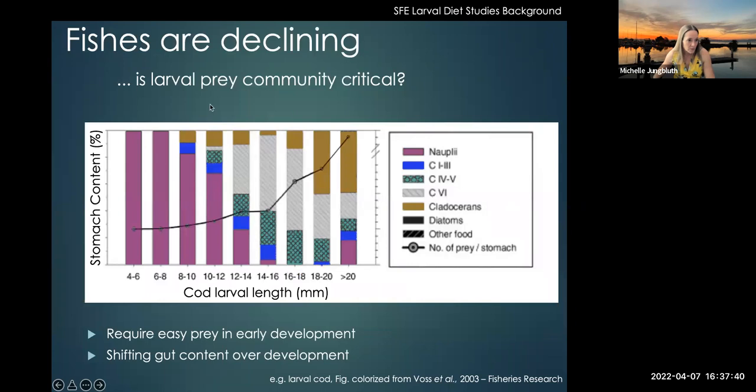One of the questions that I asked myself early on is: is the larval prey community critical for the survival of these species? If we've had such a change in what prey are actually there, we know that the larvae require easy prey in early development. Now, this is an example with cod larvae, but this holds for many fish species, that they require easy prey in early development, often copepod nauplii, and they often have a shifting gut content over development as they become more and more capable of capturing more complex and hard-to-capture prey. So it's quite possible that the shifts in assemblages are impacting our fish species.